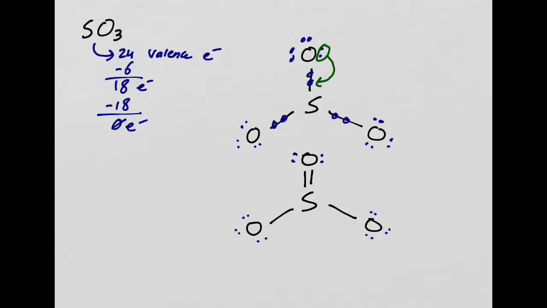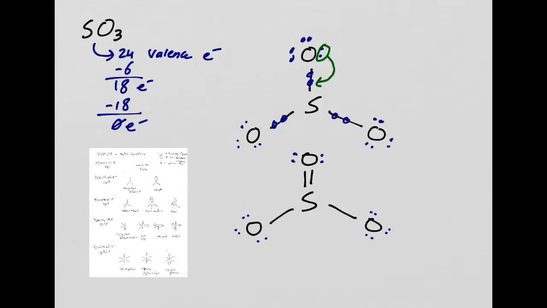Now, what's the geometry? Okay, let me bring up the geometry handout. Here's the geometry handout. So what is the geometry here? When you look at it, I have 1, 2, 3 things around the sulfur. It is trigonal planar. The double bond or triple bond doesn't make a difference when you're deciding the VSEPR geometry. It does make a difference in the bond lengths, but not in the geometry. All right, so far so good.